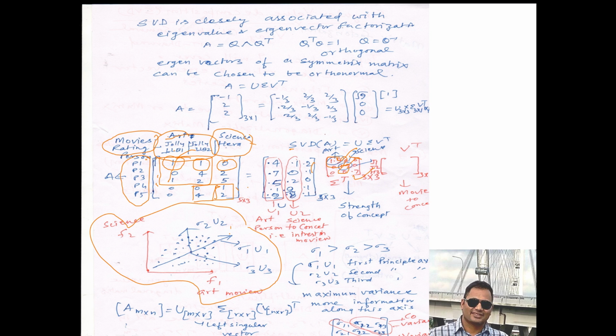This is my axis corresponding to the art movie, and this is the eigenvalue corresponding to the science movie. These are the vectors which I am considering, u1 and u2. This is my sigma 1 and sigma 2, and corresponding to this there will be values. So this is telling you how a person is related to a concept and the movie. This is telling the strength of the concept.